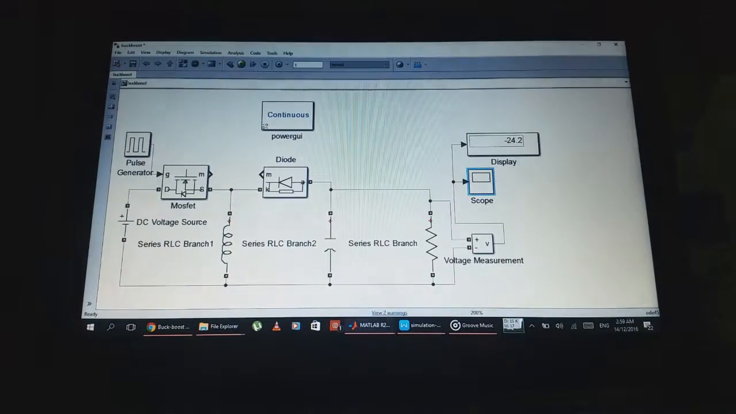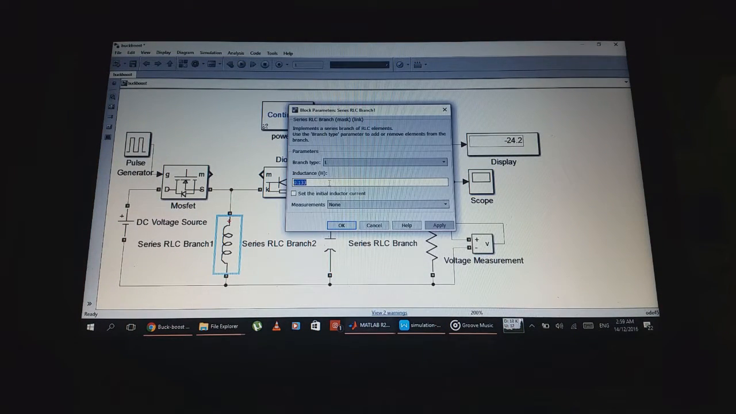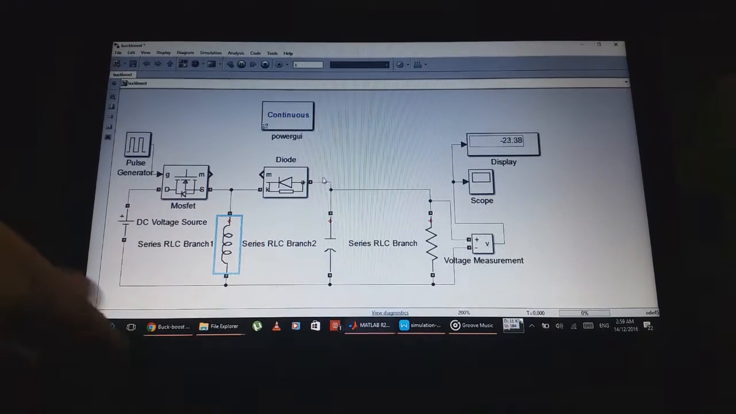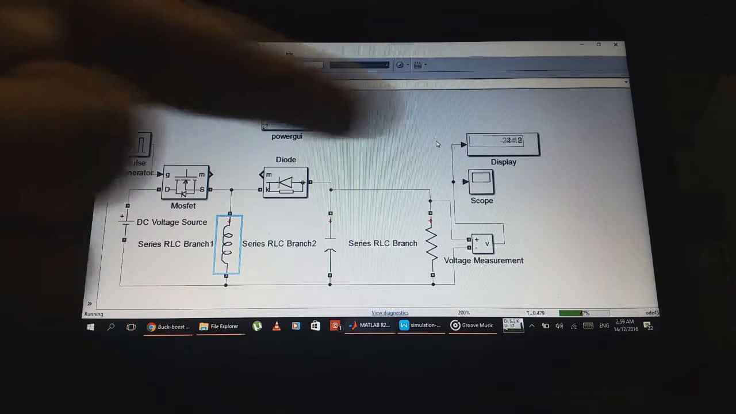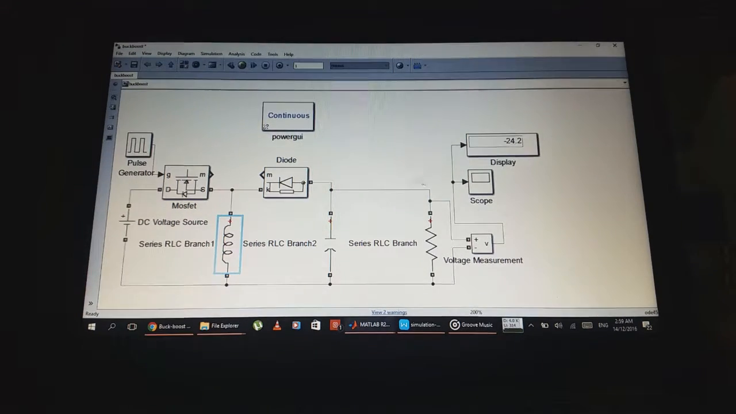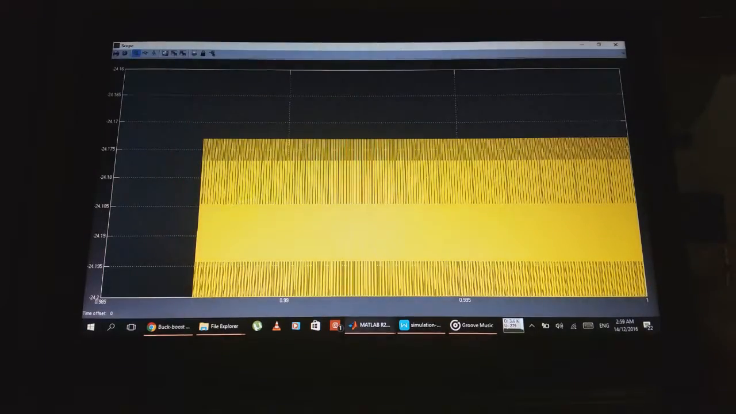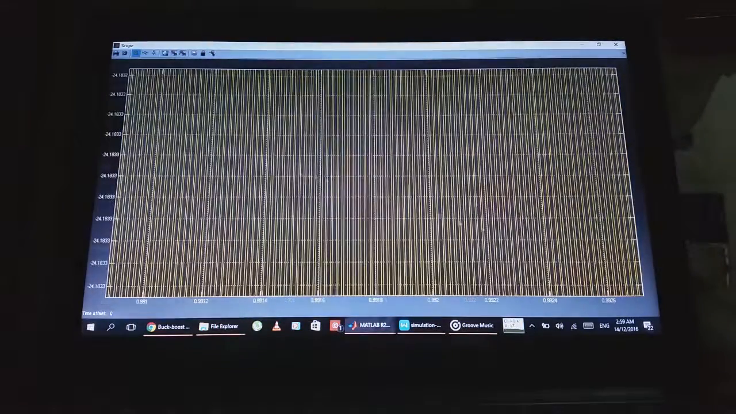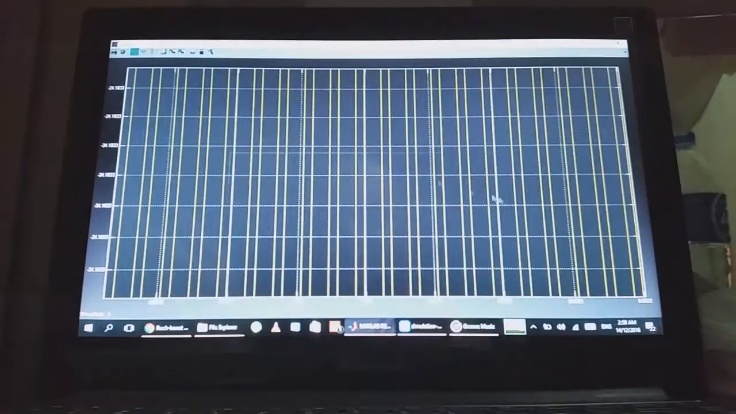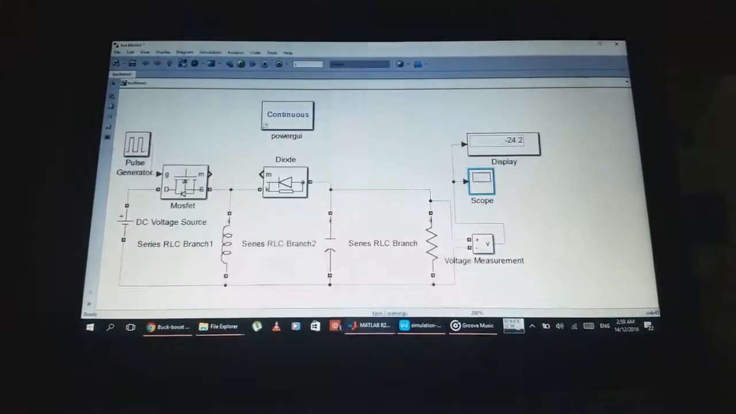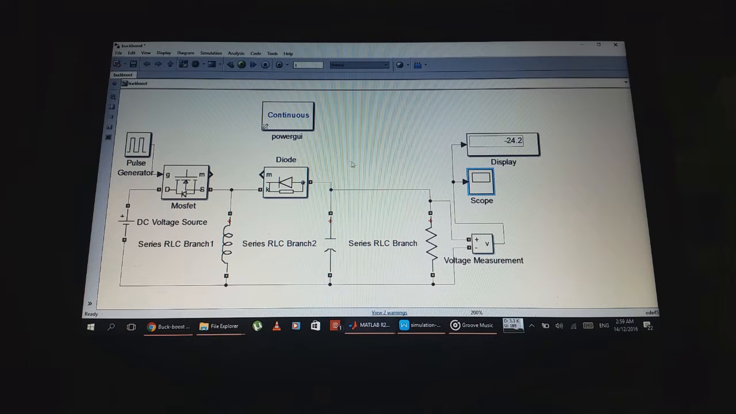Okay, we move on to this last one, which is 0.265, and then we press run. You can see that the display is moving. Okay, there you go. Here it is. This is the waveform. So you can see the differences, right? Alright, I think that's all for the buck boost systems.